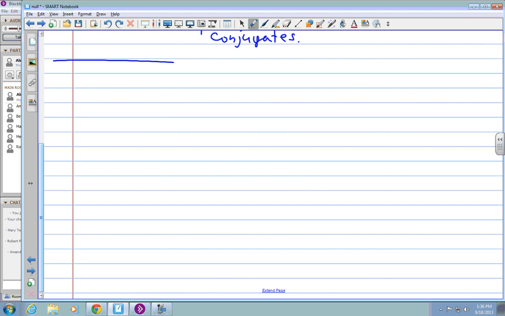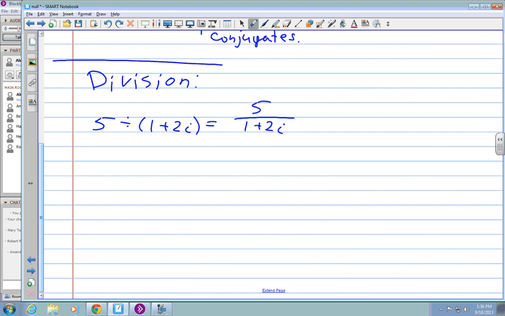So let's do this example. Let's try to divide. How about 5 divided by 1 plus 2i, which really is 5 over 1 plus 2i. Now this is something strange, right? You have no idea what the real part is and what the imaginary part is of that number. It's hard to tell. So we have to do something.